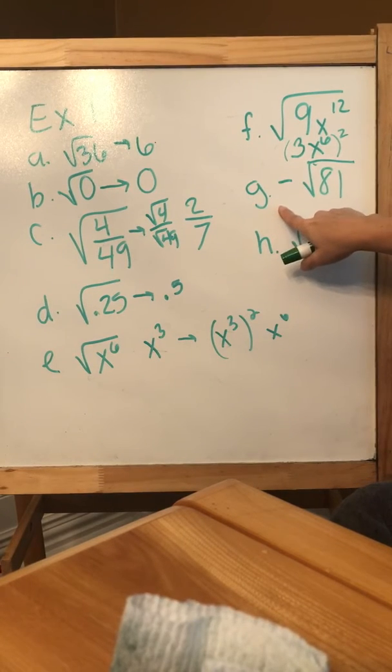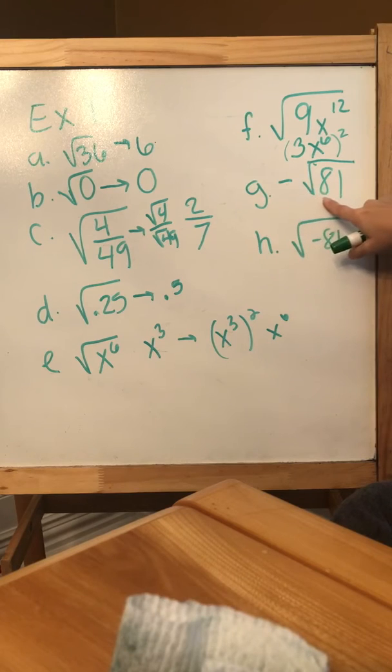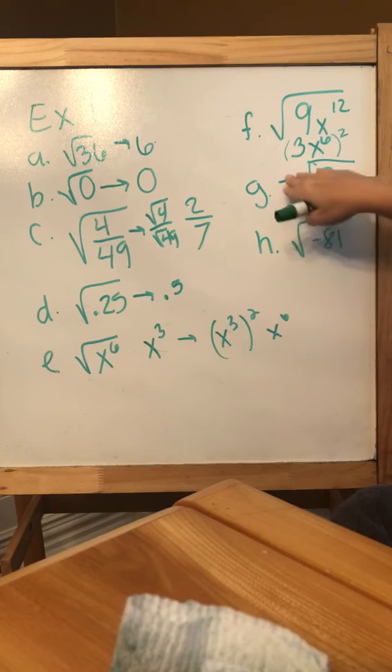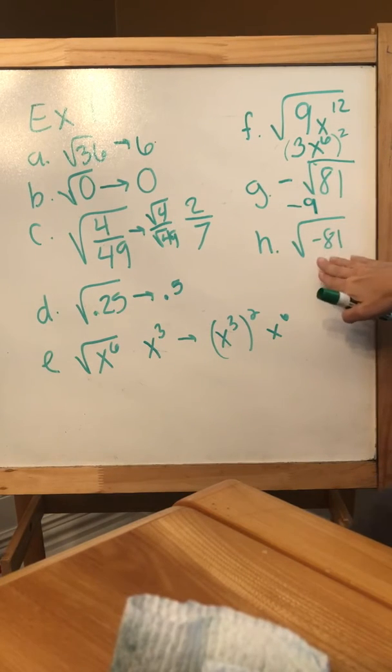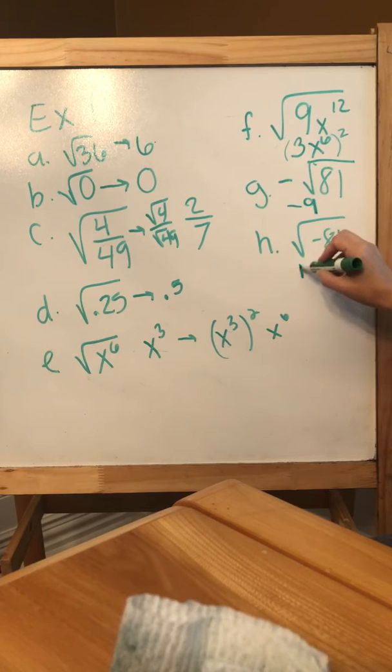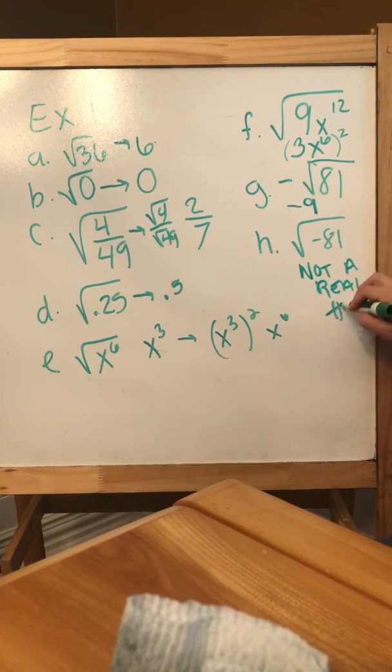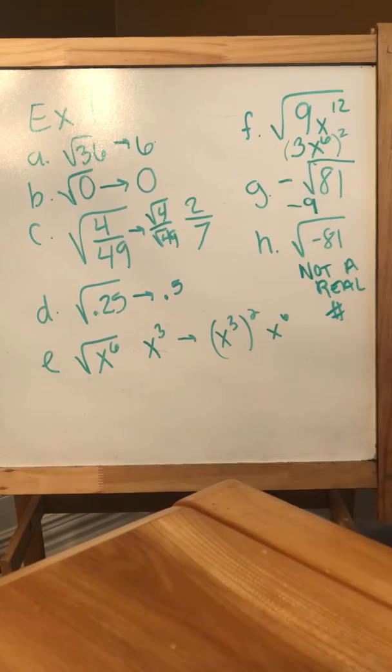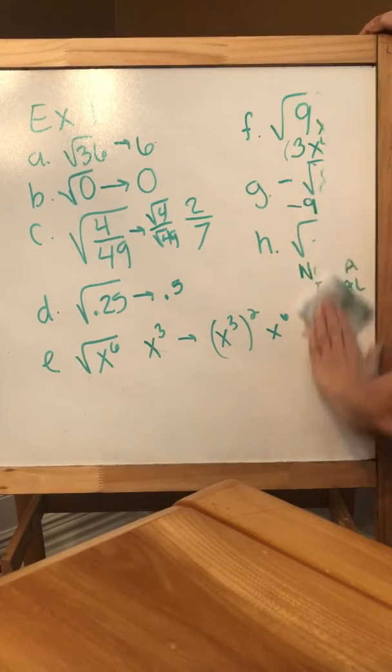All right, look here at G. G is the negative square root of 81. The negative sign is not under your square root house. So this is just negative 9 because it's separate. The square root of 81 is 9. Put the negative sign in front of it. H is a little bit different because we do have the negative sign underneath. So that is not a real number. You can't take the square root of a negative. Not a real number.